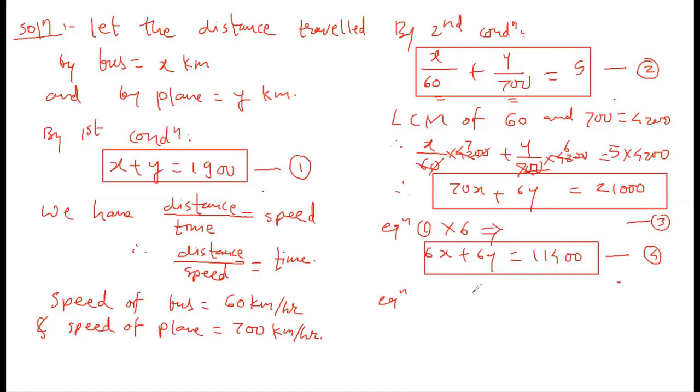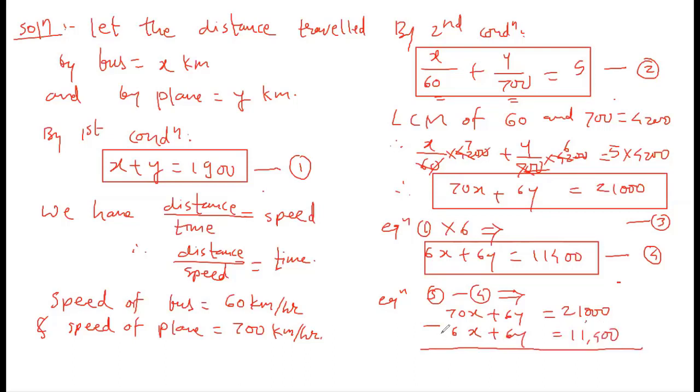Equation 3 is 70x plus 6y equals 21,000, minus 6x plus 6y equals 11,400. Now let's subtract. Sign changes, plus becomes minus, here plus becomes minus. 6y minus 6y cancelled. 70x minus 6x becomes 64x. And here 21,000 minus 11,400 becomes 9,600. So 64 multiply, here it becomes divide.